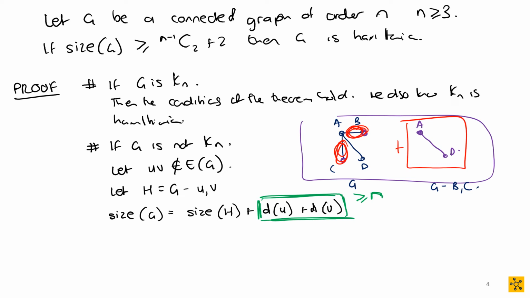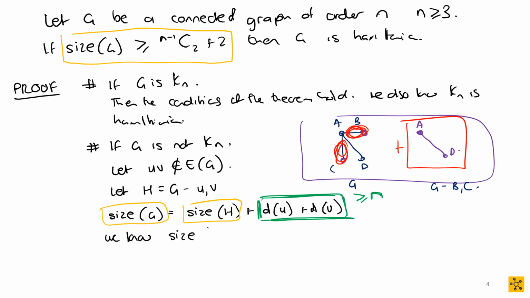So that's what we're trying to end up with. But we need to actually get it to be greater than or equal to n, which means we need to rewrite the size of H and the size of G in something that we can write in terms of n. Now, we have a condition for G, because we said the size of G must be greater than or equal to n minus 1 C2 plus 2. So we know this. Then we have to think of, okay, what about the size of H?